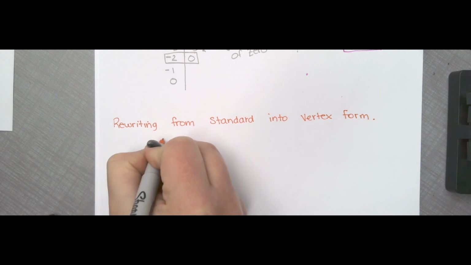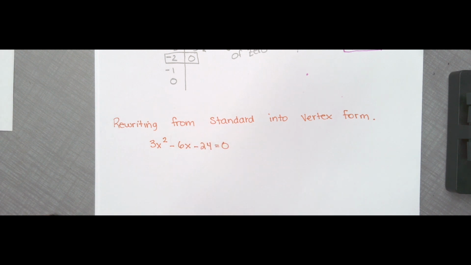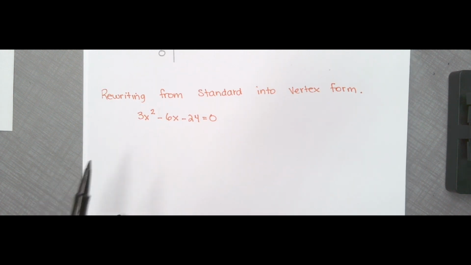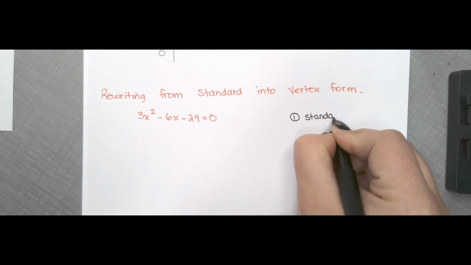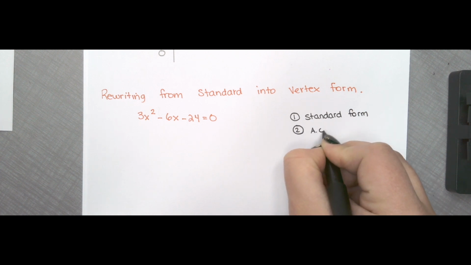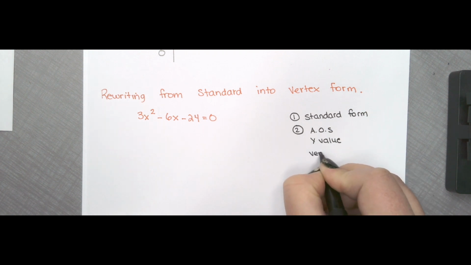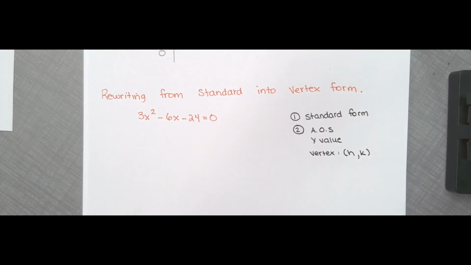So we have an equation 3x squared minus 6x minus 24 is equal to 0. I'm going to write out some steps for this one. This is one of the questions that some of you struggled with on the last test. You will see this on this test as well. Step number 1, we want it in standard form. Step number 2, you're going to solve for the axis of symmetry. You're going to solve for the y value, and you're going to get your vertex. Whenever you get your vertex, that's going to be your h comma k.